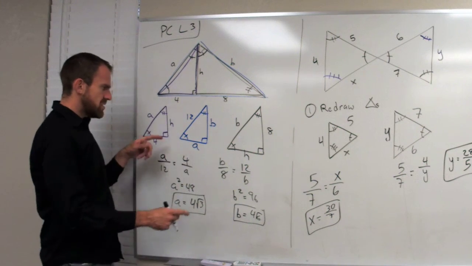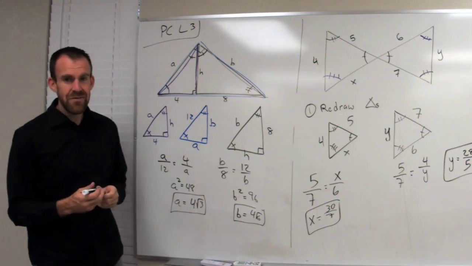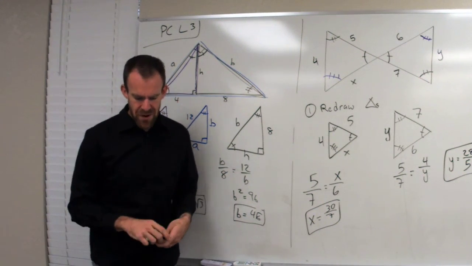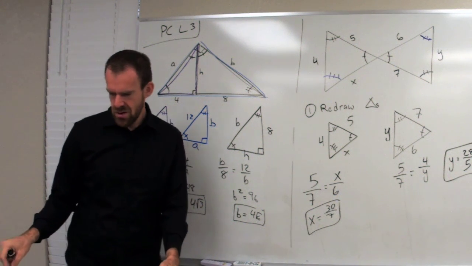And then to find H, you're going to use these two. So it would be H over 8 is 4 over H. I've run out of space and time, so that, my friends, is a very long problem set number 3.